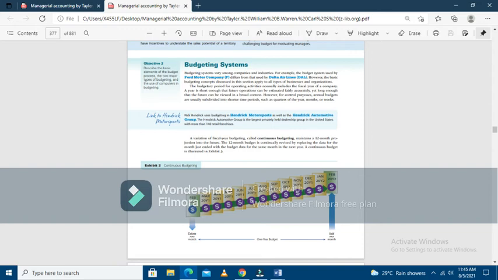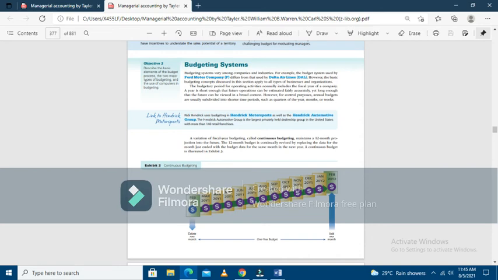Okay. We look at Exhibit 3, yung concept of continuous budgeting. So, a variation of fiscal year budgeting called the continuous budgeting maintains a 12-month projection into the future. A 12-month budget is continually revised by replacing the data for the month just ended with the budget data for the same month in the next year. Continuous budget illustrated. So, look at Exhibit 3. Okay. The concept of continuous budgeting ay tuloy-tuloy yung pag-budget natin kaya siya continuous. Dinidelete yung first, yung 1 month, and then you add 1 month yung current month.